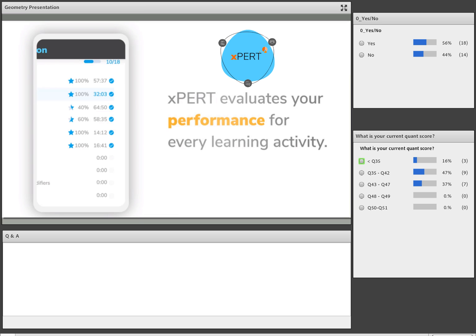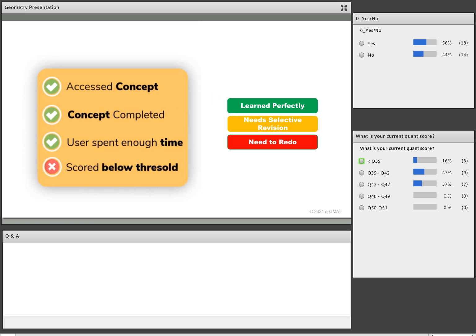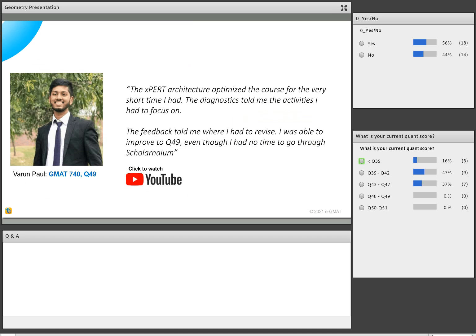Okay, you get feedback from the expert AI, and the expert AI checks whether you've accessed the concept, whether you've completed the concept, whether you've spent sufficient time on the concept, or whether you have scored below or above the threshold. Looking at each one of these aspects, the expert AI gives you feedback. Yes, you've learned perfectly. You need some selective revision, or you need to redo. Okay, that's the power of an expert AI driven Quant 2.0 course.